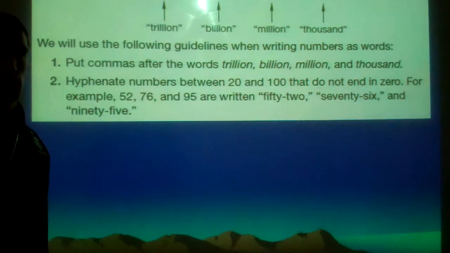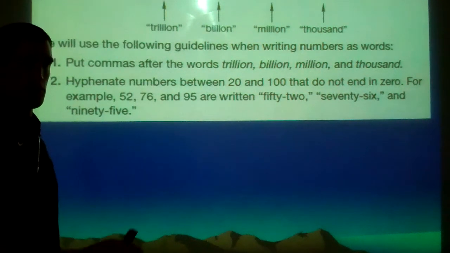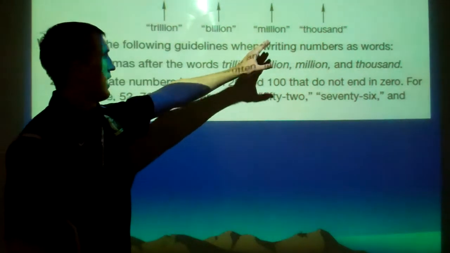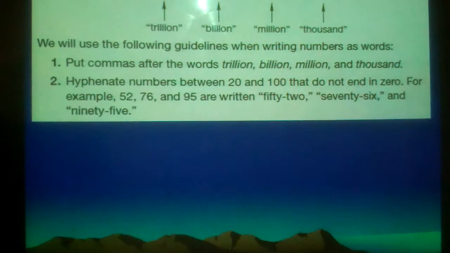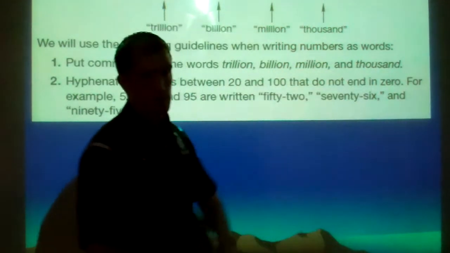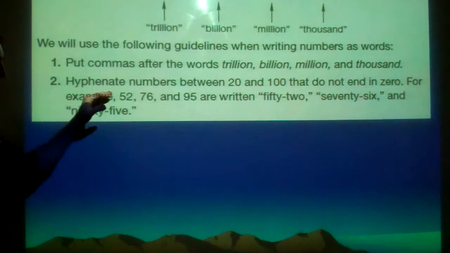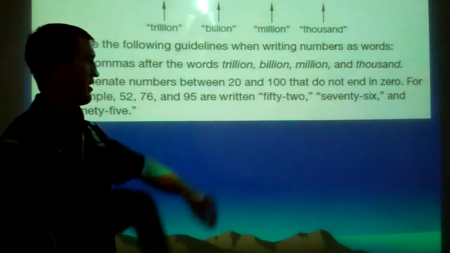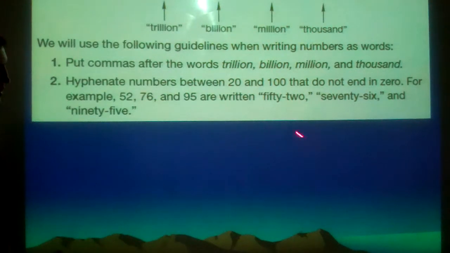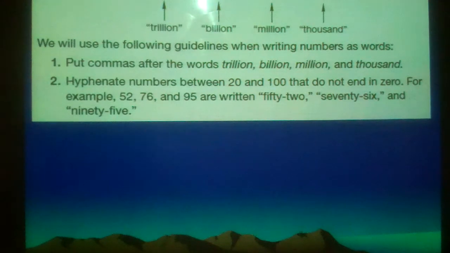Now we're getting into writing numbers as words and vice versa, using the words to write out the digits. So, these are some guidelines that are in the book. They show the commas here and what each space actually means: thousand, million, billion, trillion. And we're going to put commas after the words trillion, billion, million, thousand, whenever we have those. And we're going to hyphenate numbers between 20 and 100 that do not end in 0. And here are some examples: 52, 76, 95. So 52 with the dash, 76 with the dash, 95 with the dash, or the hyphen.